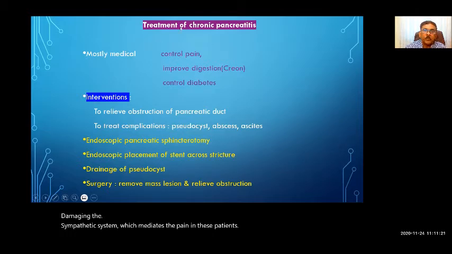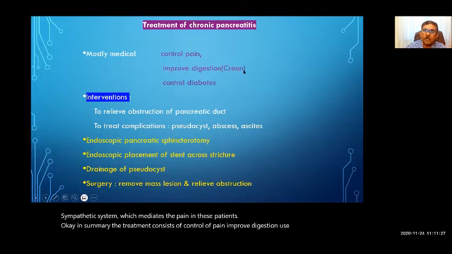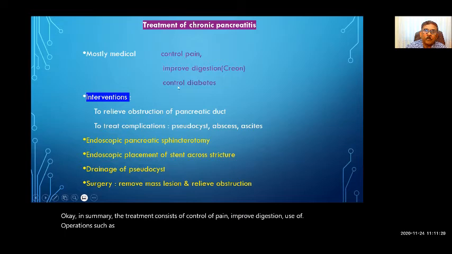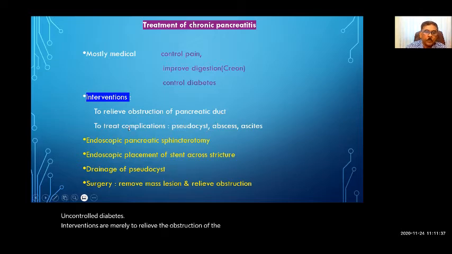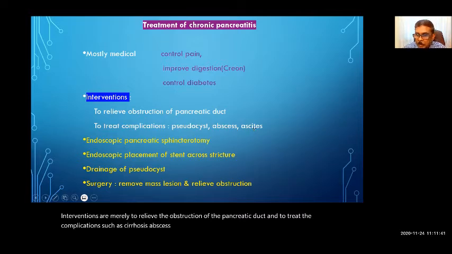In summary, the treatment consists of control of pain, improved digestion, use of preparations such as Creon, and control of diabetes. Interventions are mainly to relieve the obstruction of the pancreatic duct and to treat the complications such as pseudocyst, abscess, or ascites that may develop as a result of the chronic inflammation.